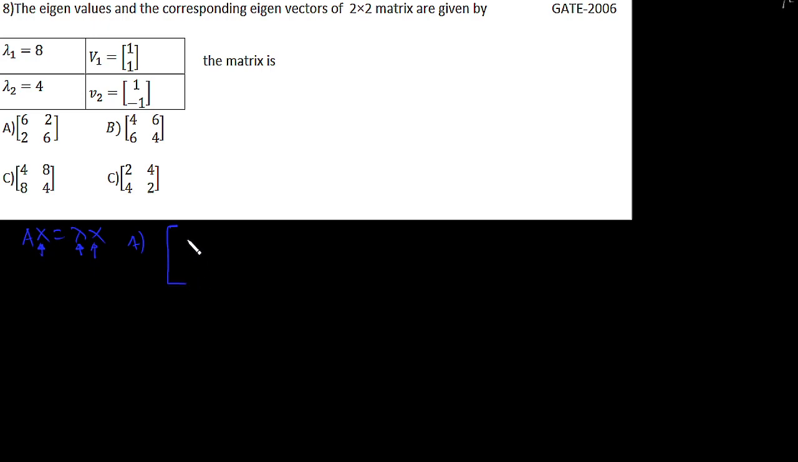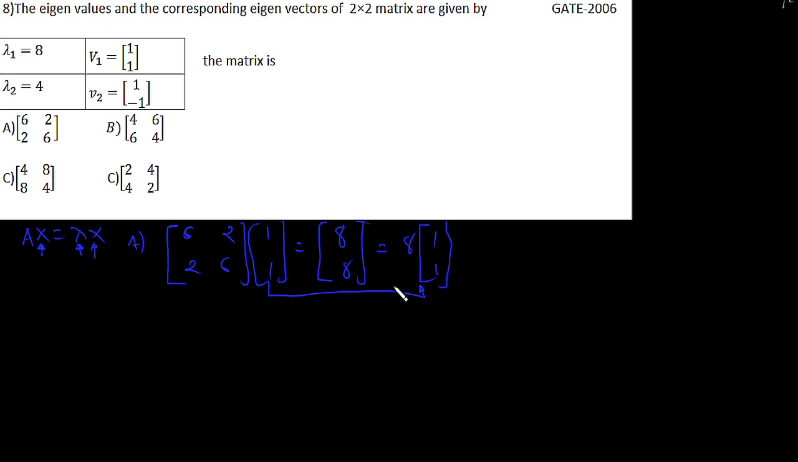Option A has the matrix 6 2 2 6, and it has eigenvectors. You can choose any one from these two. Let's take the first. After multiplication, what you get is 8 and 8. You can take 8 out common and get 1 1, which is the same as here. These are exactly the same. So we can say that 1 1 is the correct eigenvector for this matrix.